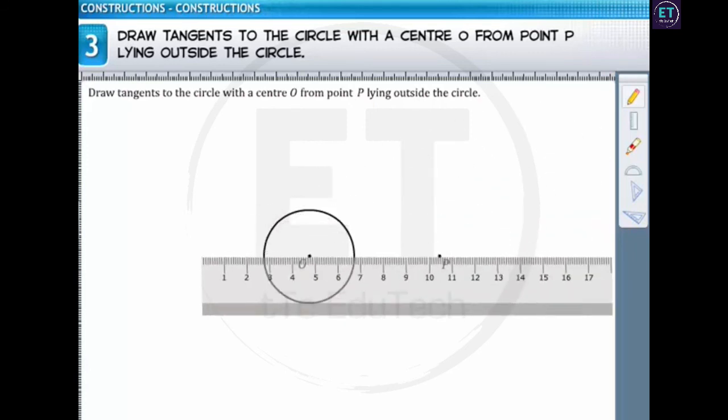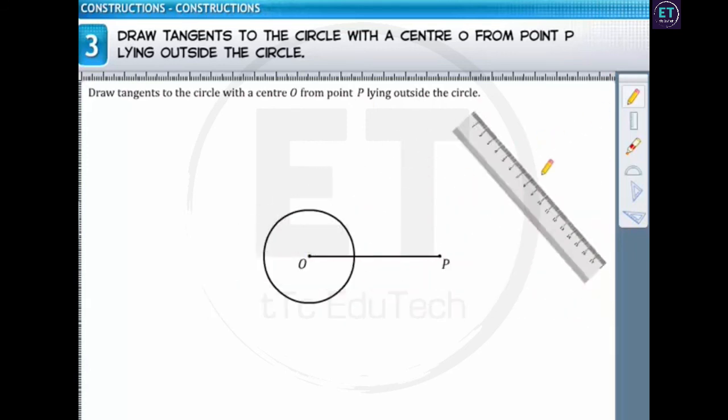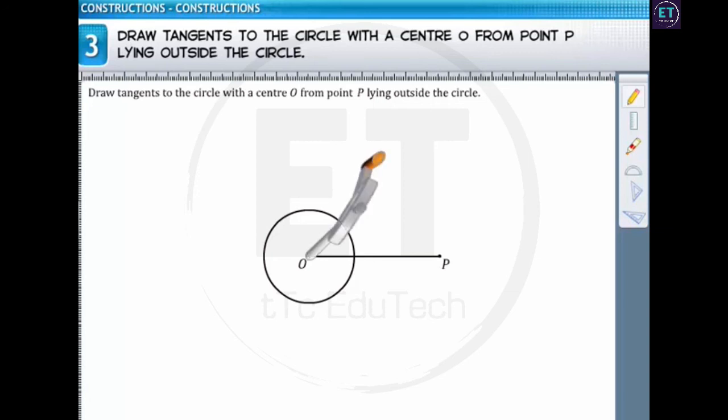As step 1, join the external point P with the center of the circle O. As step 2, we have to draw the perpendicular bisector of line segment OP. To draw the perpendicular bisector of OP, open the compass a little more than half of OP. Place the compass at O and mark 2 arcs above and below OP as shown. Next, place the compass at P and mark the 2 arcs above and below OP to intersect the arcs marked in the last step.